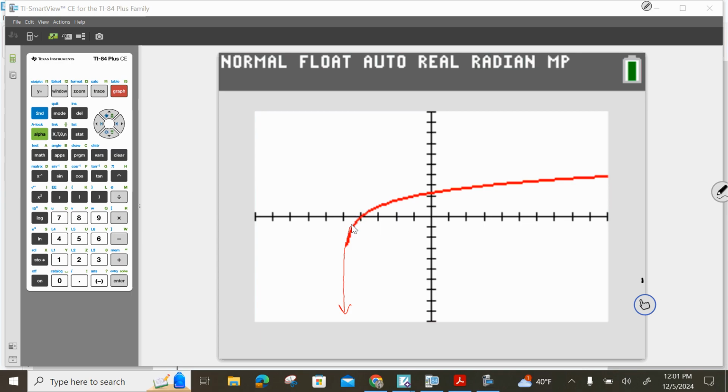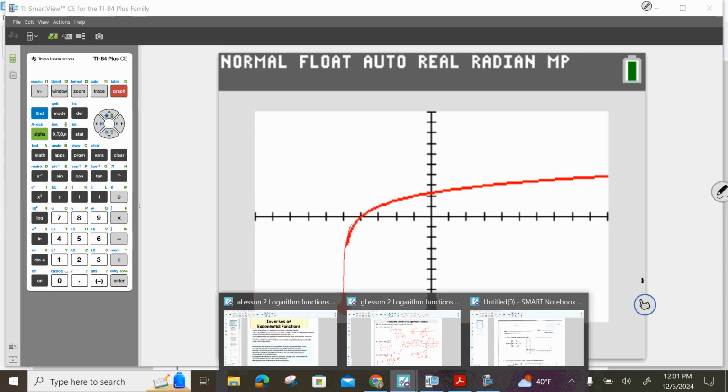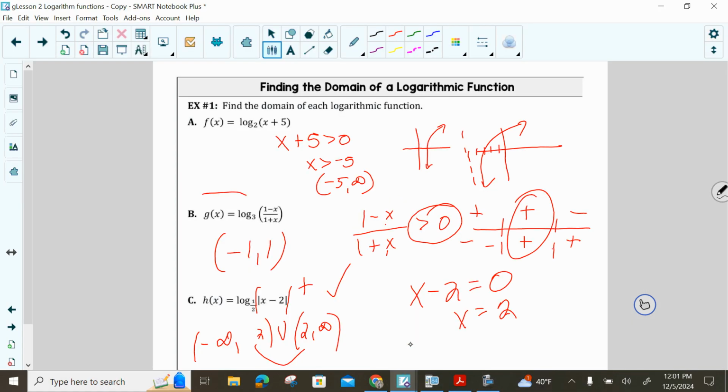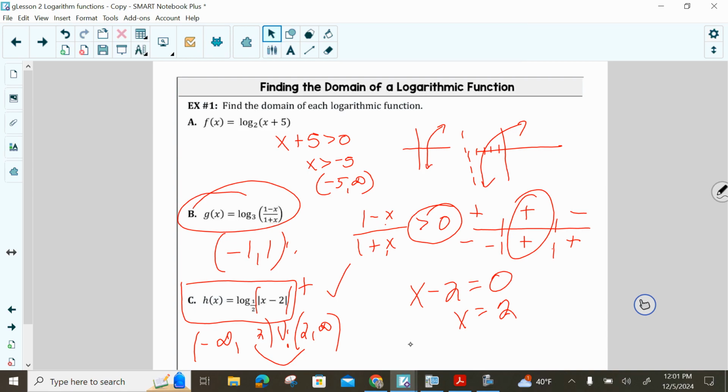Pixel issue. All right, so what I want you guys to do, everybody's in pairs. So one person put B in, one person put C in, and verify that we got the domains okay. So somebody do B, somebody do C.